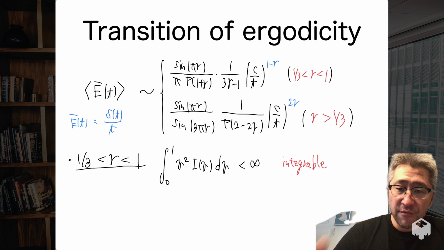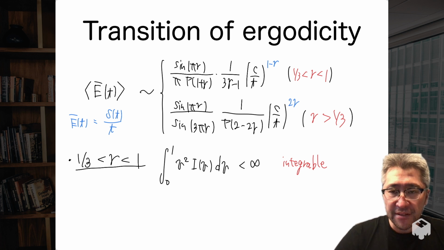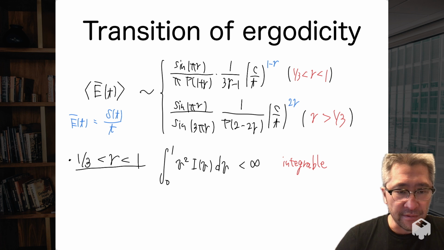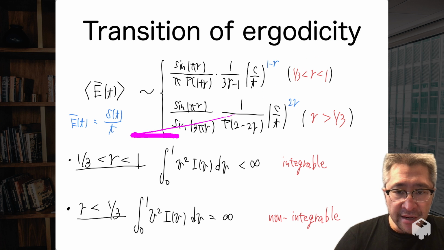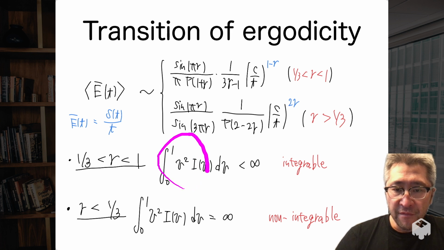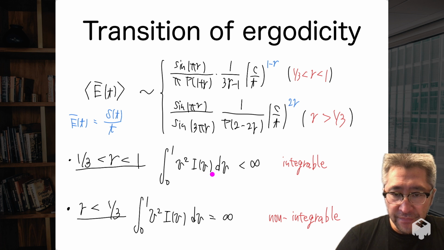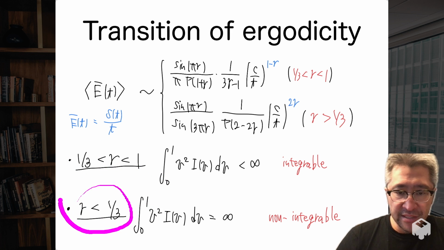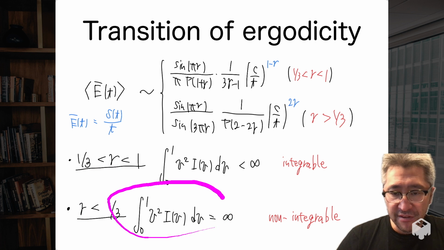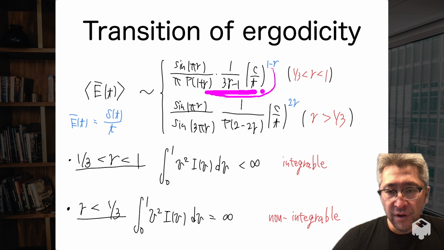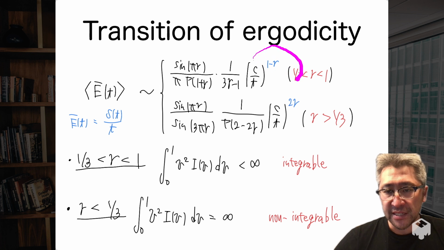What this means is that 1/3 is a transition point between integrable and non-integrable. I mean, we consider the observable V squared, integrated with respect to the infinite density. This is still finite for gamma greater than 1/3. However, when gamma is smaller than 1/3, this integration diverges, which means this observable is non-integrable. We found this transition of this exponent.